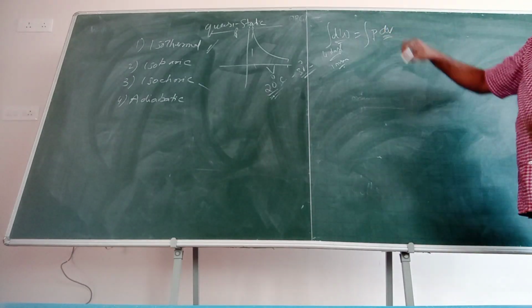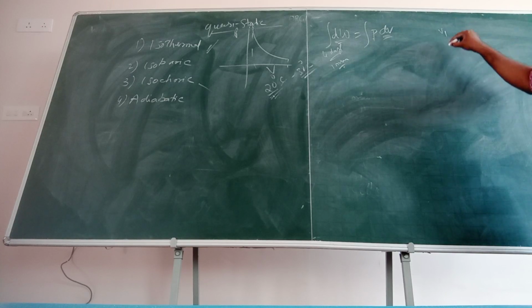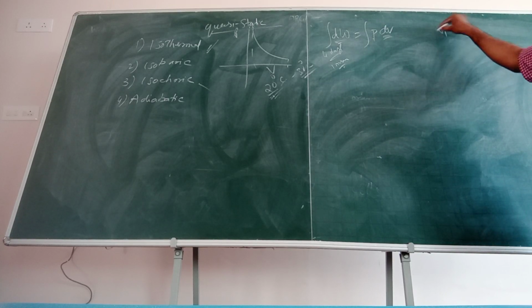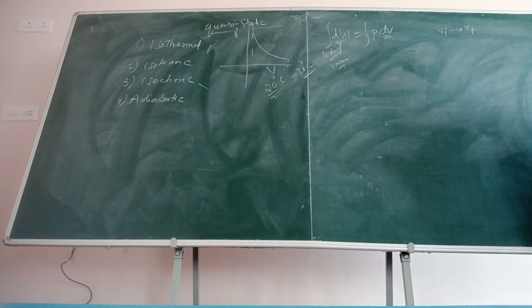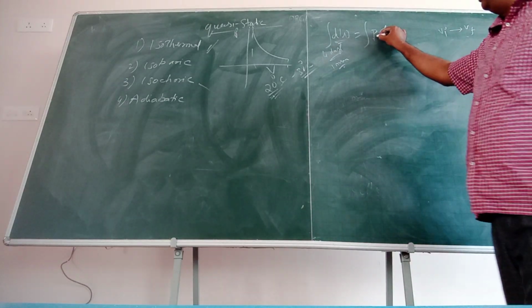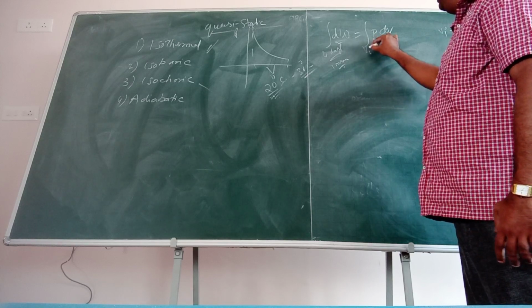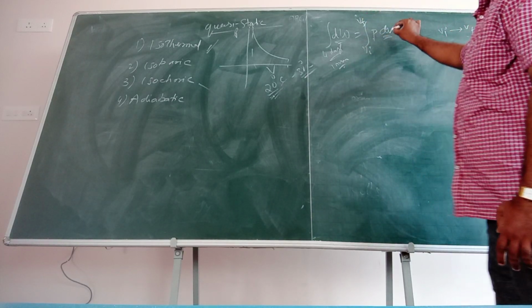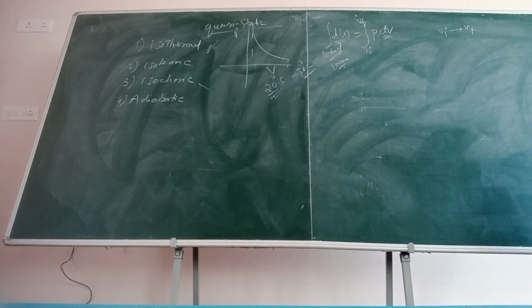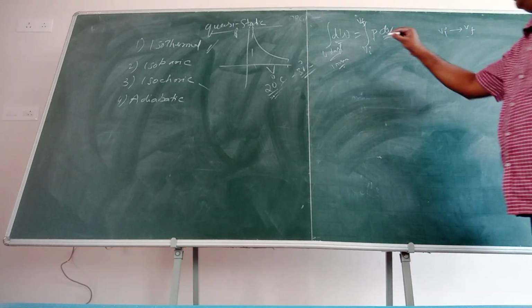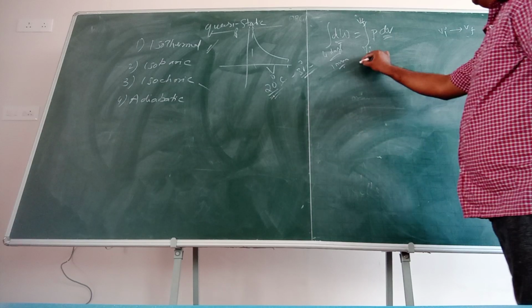But what is this dV? That means original volume was V1, let us say V initial, it became V final, isn't it? That is the change. So you have to put the boundary condition here, V initial to V final, because the variable here is dV. So this is what we have to solve now.